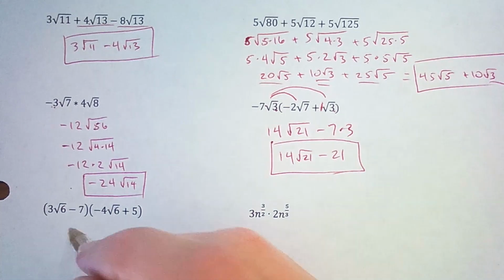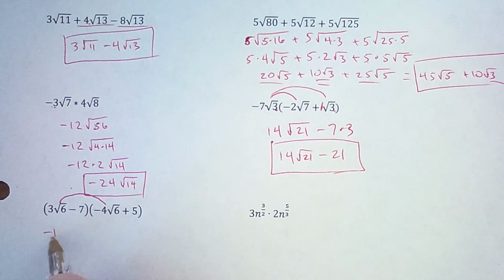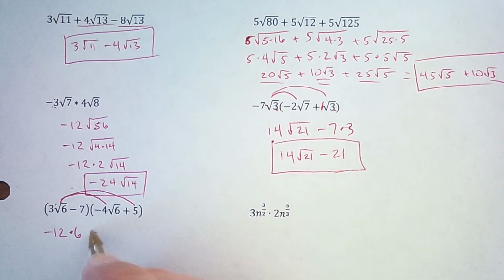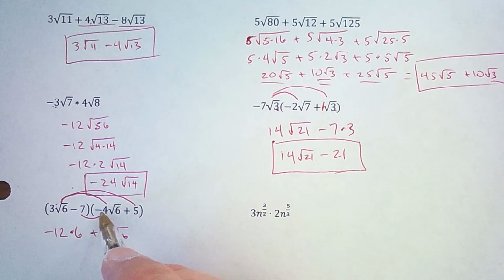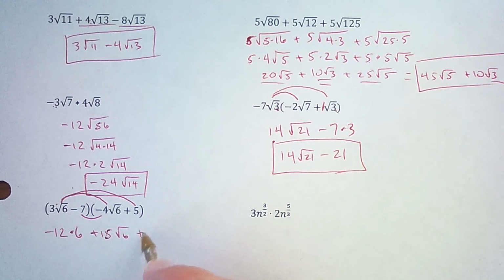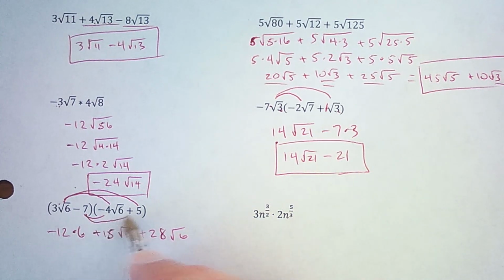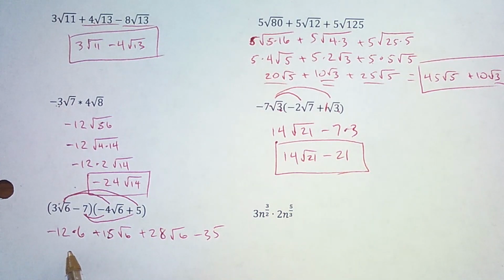Next, we're going to do some more distributing. 3 times the square root of 6 times negative 4 times the square root of 6. That's negative 12, 3 times negative 4. And the square root of 6 times the square root of 6 is 6. Then, here I've got 3 times 5. That's 15. So plus 15 times the square root of 6. Here, negative 7 times negative 4 is positive 28 times the square root of 6. And negative 7 times 5 is negative 35. Negative 12 times 6, that's negative 72.